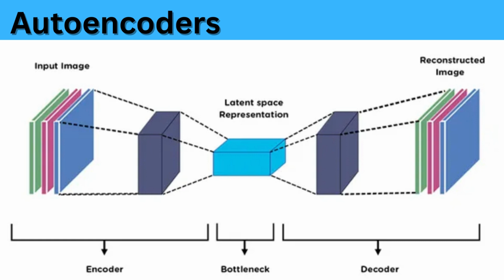Autoencoders can also be used for image denoising, where the encoder network is trained to extract the underlying structure of an image, and the decoder network is used to reconstruct a clean version of the image from this representation. Overall, autoencoders are a powerful tool for unsupervised learning and have a wide range of applications in machine learning and data science.